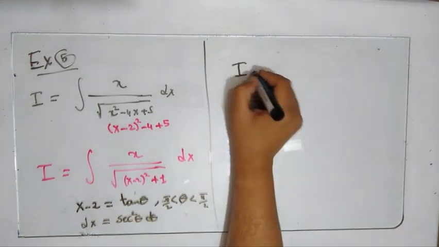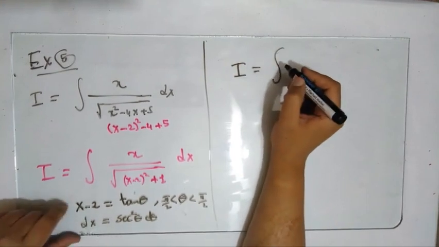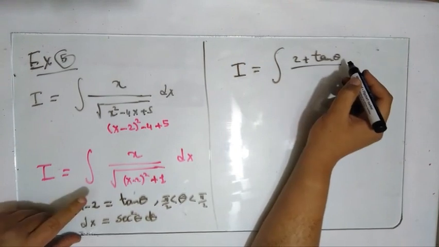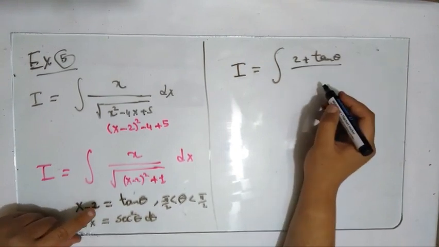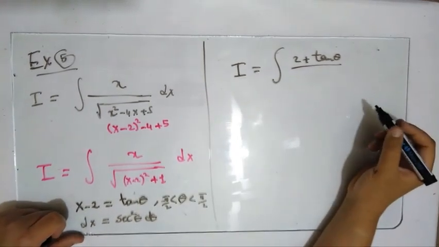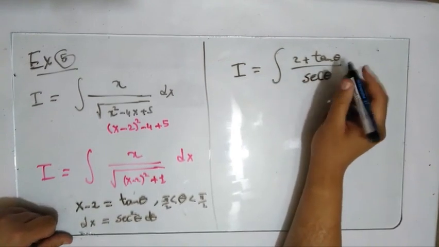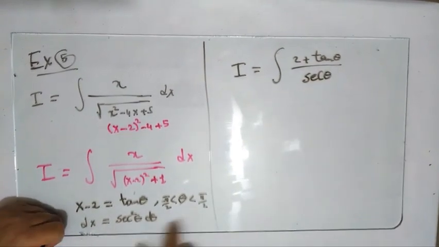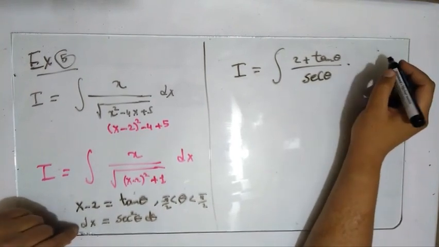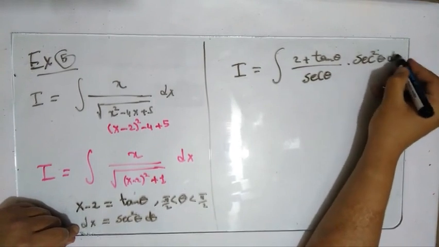So our integral I will be the integration of x, which here is 2 plus tan theta, over the square root of (x minus 2) squared plus 1. So it will be tan squared plus 1, which is sec squared, and under the root will be sec theta without the absolute value, because theta is between negative pi over 2 and pi over 2, times dx, which is sec squared theta d theta.